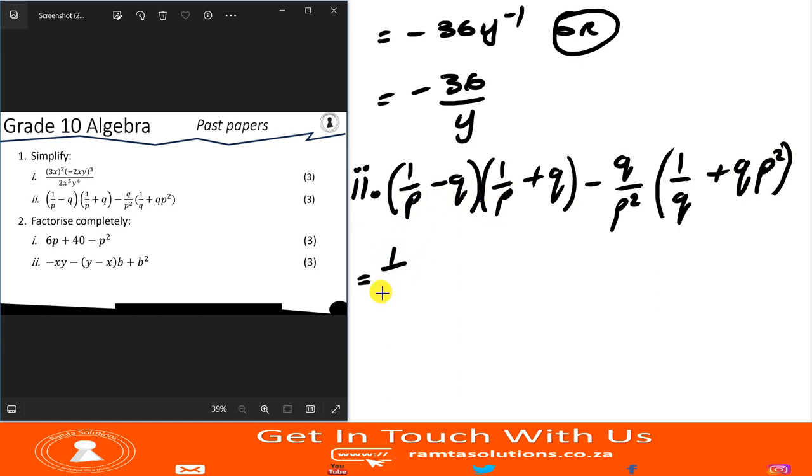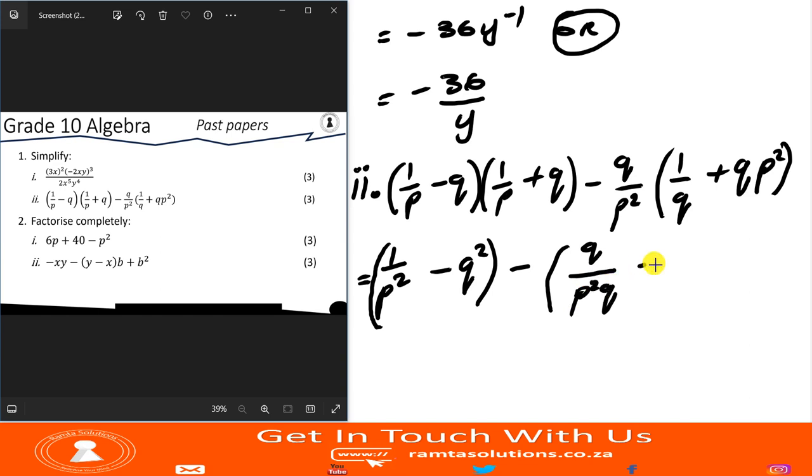So this will be 1 over p squared, let me put it in a bracket, minus q squared. It is how this bracket looks like, right? Minus this multiplied by this will be 1 over p squared. Or since you're in grade 10, do not rush through things. Let's just do this. You will say q over p squared q plus q squared p squared.